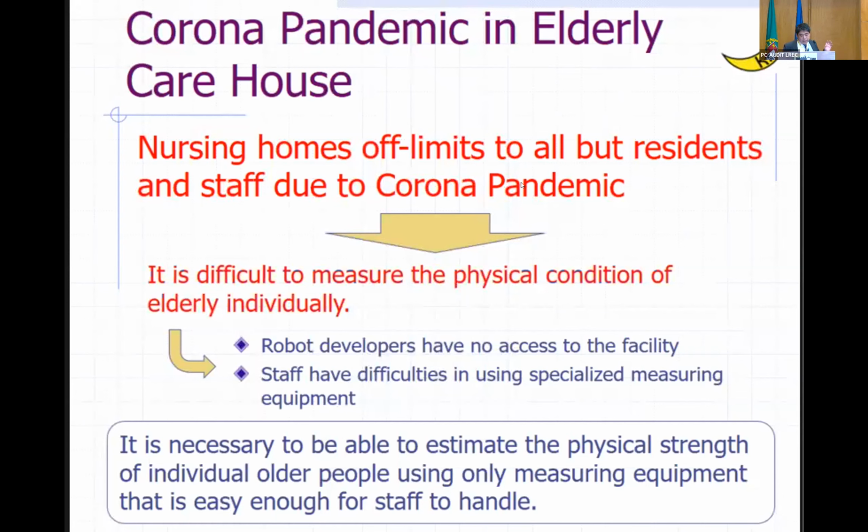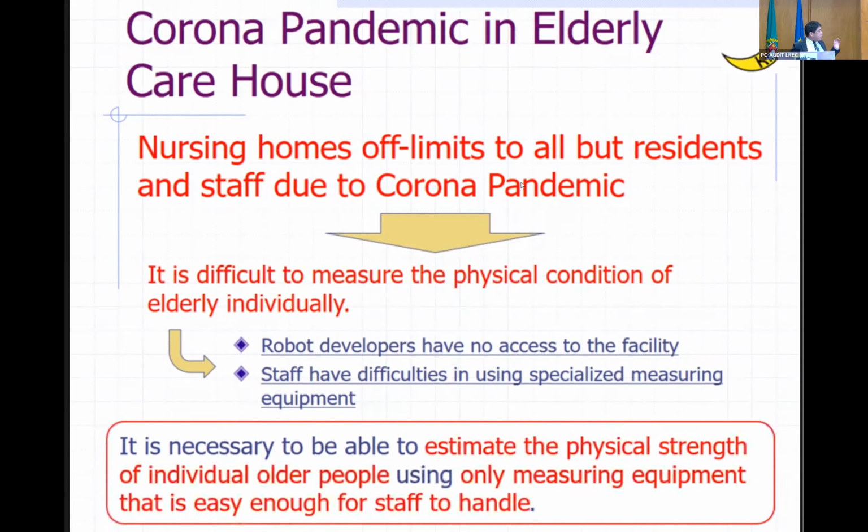So it is difficult to measure the physical condition of the elderly individually because robot developers do not have access to the facility, and staff have difficulties using specialized measuring equipment. So it is necessary to be able to estimate the physical strength of elderly people individually using only measuring equipment that is easy for the caring staff to use.